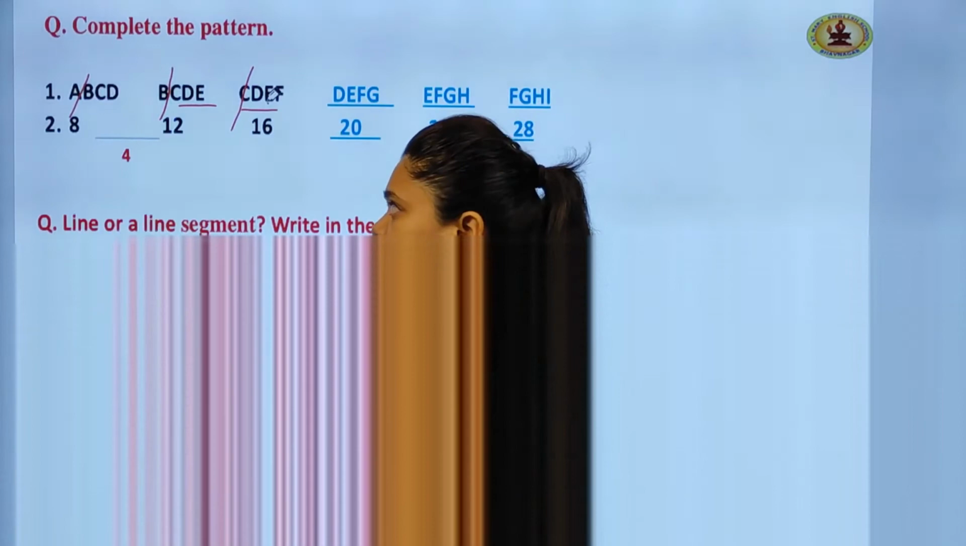Now students, the next question we have, you have to choose whether the given figure is a line or whether it is a line segment. Children, always remember, when you have a line with two arrows, it means a line. That means it keeps on moving from both the ends. And when you don't have the arrow at the end points, it means it is a line segment.